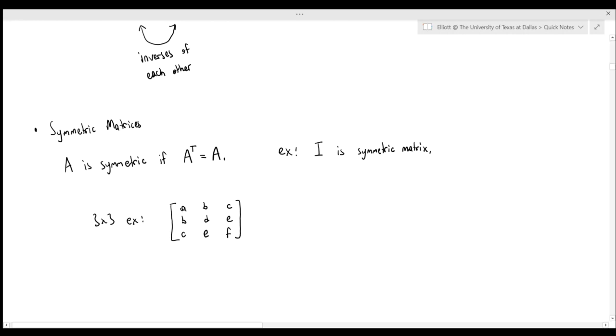So what you see is that the diagonal entries could really be anything, but it has to be symmetric across the diagonal in order to be a symmetric matrix, all right? So that generalizes to any size square matrix. To be a symmetric matrix, it has to be symmetric across the diagonal, okay? All right, any questions about that?